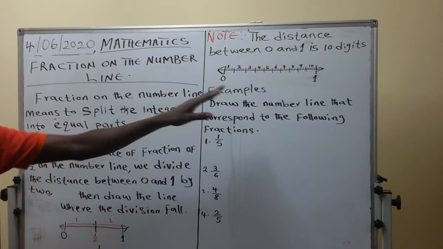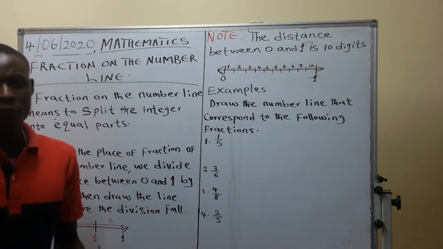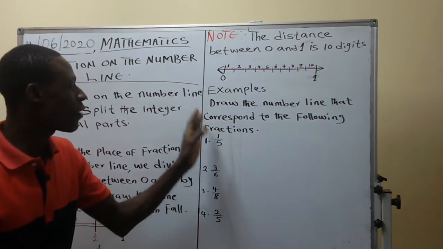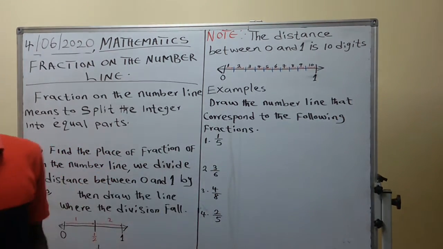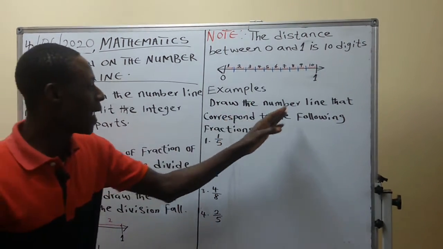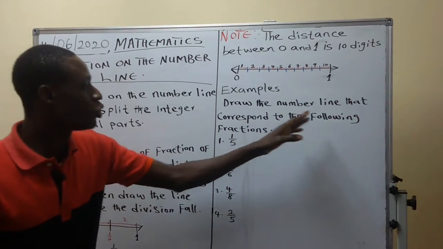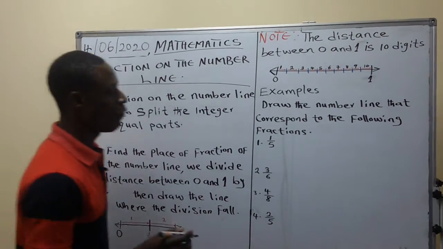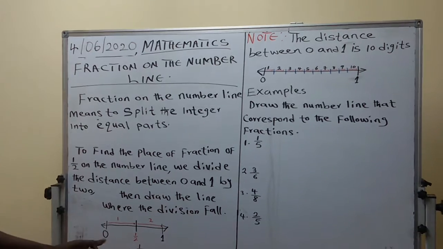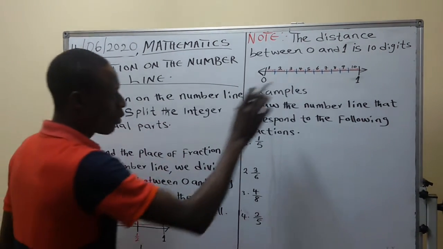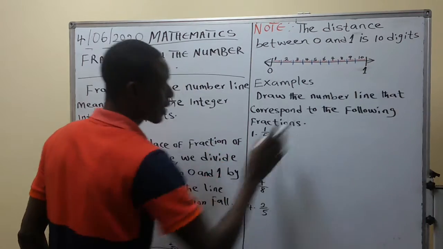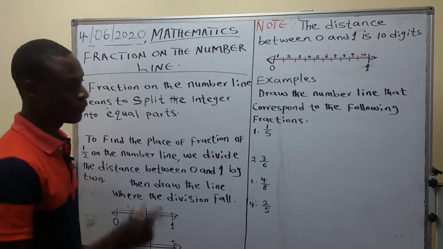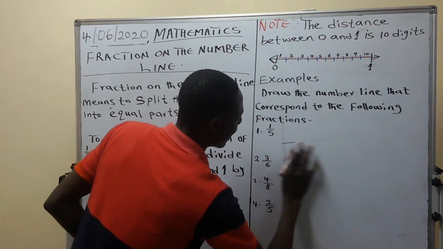If you understand it to this point, let's look at the following example. The question is, draw the number line that corresponds to the following fraction: 1 over 5. With this example, and looking at this second example, you have to know how to work this out. Now, here you draw a line.